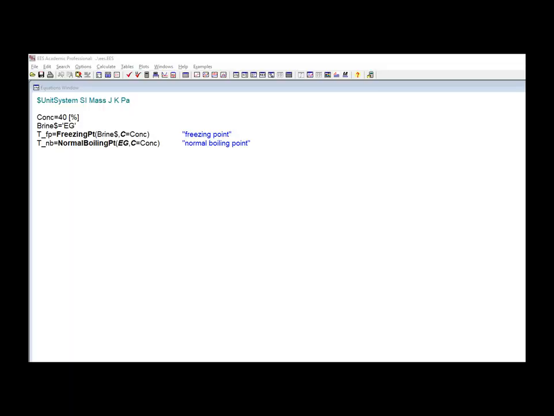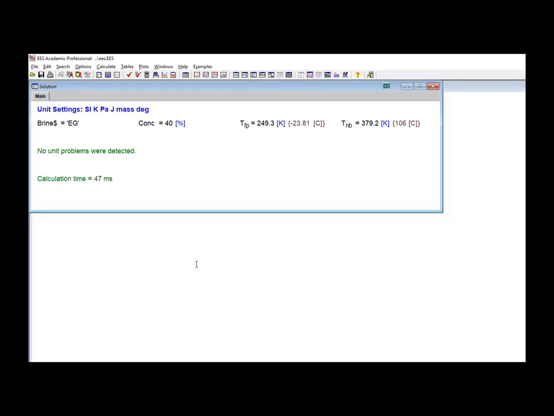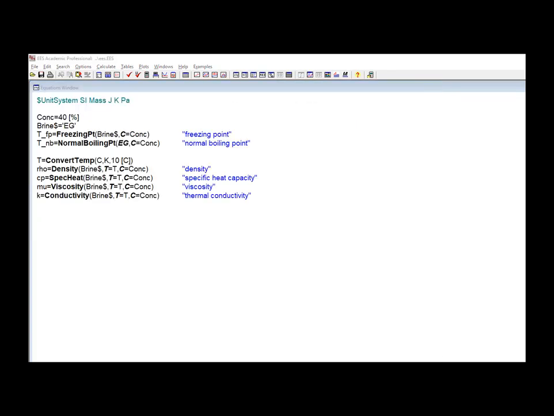So if we want to know the freezing and normal boiling points of a 40% by mass ethylene glycol mixture and water, we can use the freezing point and normal boiling point functions as I've done here. And you can see the freezing point has been substantially depressed relative to pure water, and the normal boiling point slightly elevated. We can get other properties of interest like the specific heat capacity, the density, the viscosity, and the thermal conductivity here for, again, a 40% ethylene glycol mixture, but now at a specific temperature of 10 degrees Celsius.